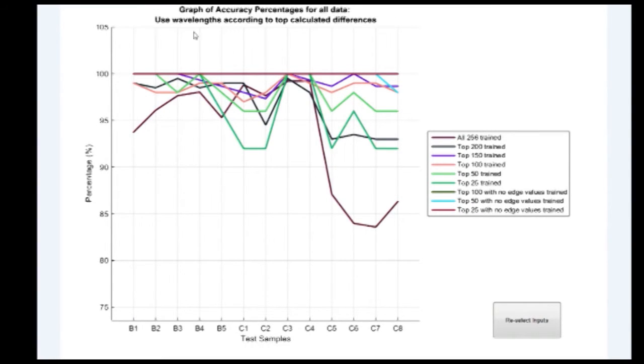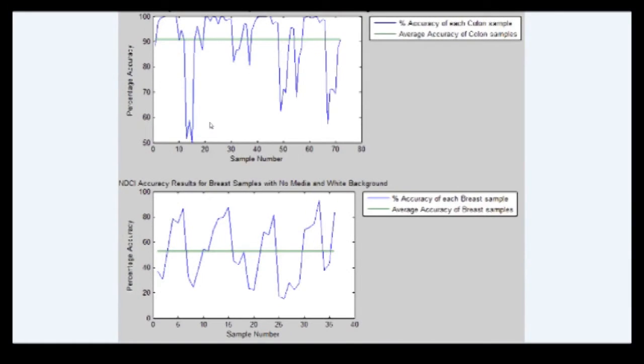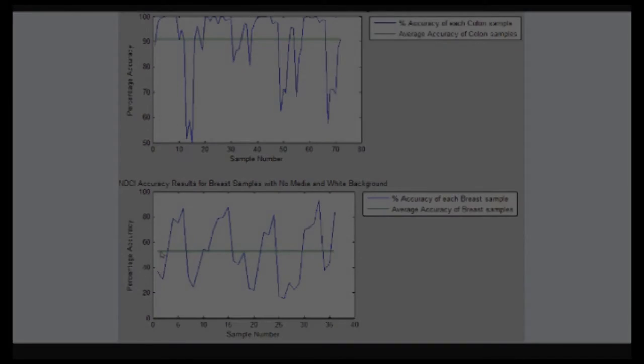By using wavelengths according to the top differences calculated, SVM is able to achieve up to 100% accuracy in classifying colon and breast cancer. While NDCI tests on the colon cancer resulted in accuracy of up to about 91%, the breast cancer average result was only around 54% and therefore not accurate enough to be considered a success.